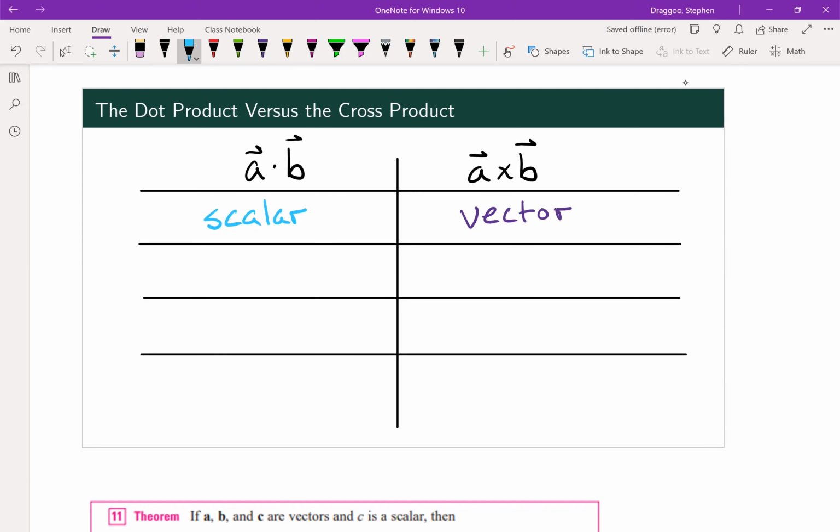Another thing is that if we reverse the dot product, it all works out. A dot B is the same as B dot A. Totally fine. But as we just saw, the cross product doesn't work that way. A cross B is not equal to B cross A. But what we have instead is that A cross B is equal to the negative of B cross A.